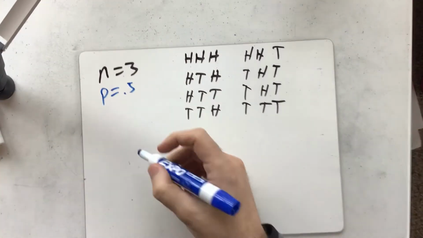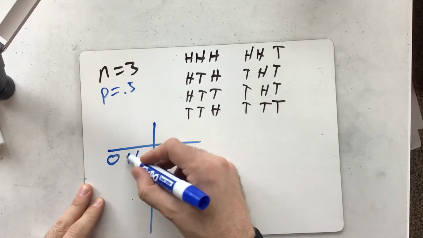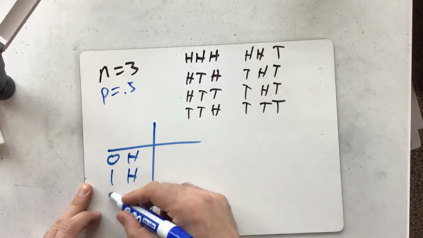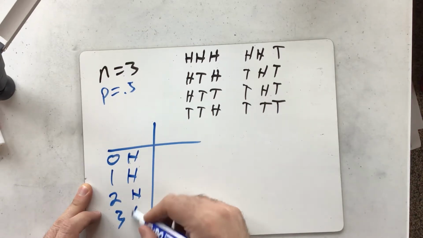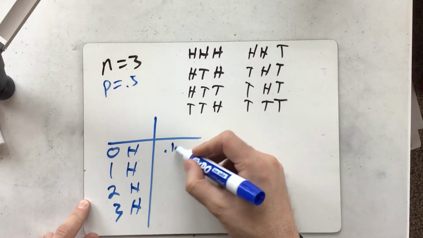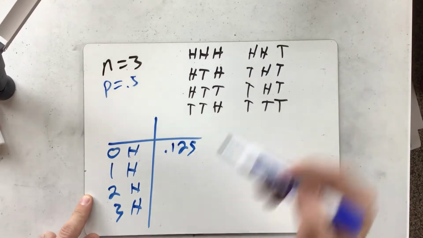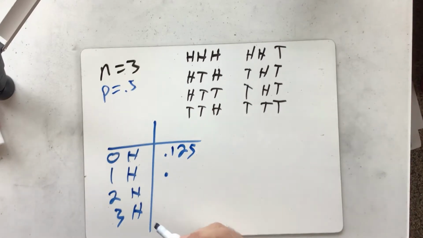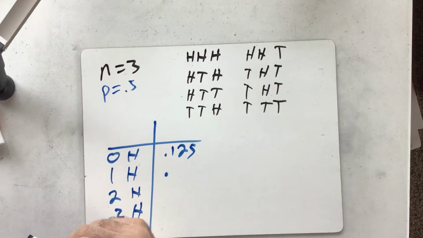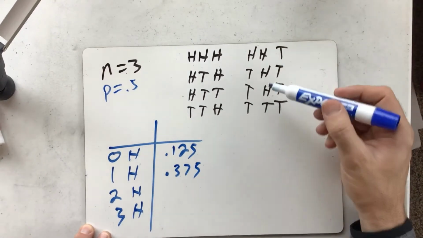And now we can put our probabilities like this. And we can have 0 heads, 1 head, 2 heads, or 3 heads. 0 is only 1 out of 8, or 0.125. 1 head, we had 1, 2, 3 out of 8, or 0.3... Oh, what is 3 out of 8? Hold on. 375? Is that the 375? Good. Okay, 0.375. 2 heads.